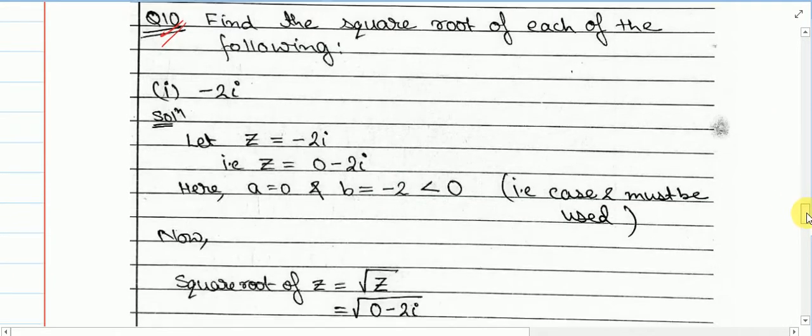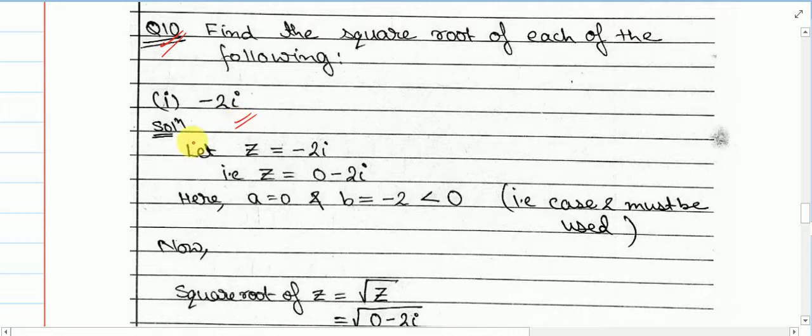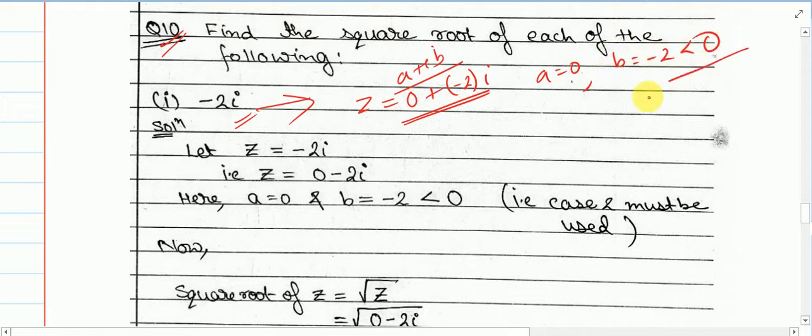Okay, so here you can see that my first question is this: we have to find the root of minus 2i. I know it's a complex number. Firstly, I let z be this, 0 plus minus 2i. Now you can see this is exactly in this form. So here you can make out your a is 0 and b is minus 2, which is less than 0. Since it's less than 0, that means we are talking about case 2.